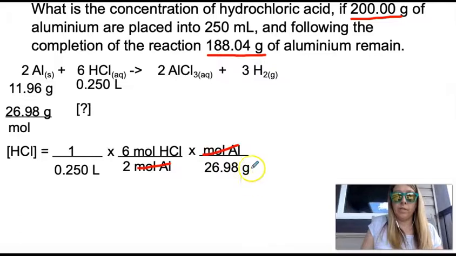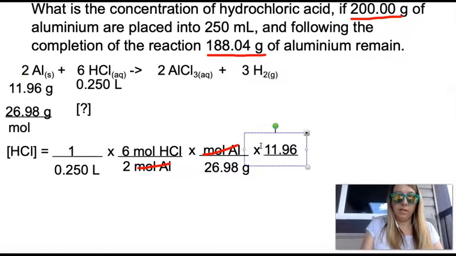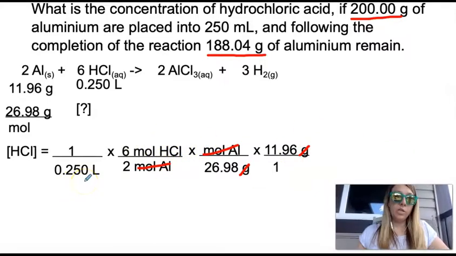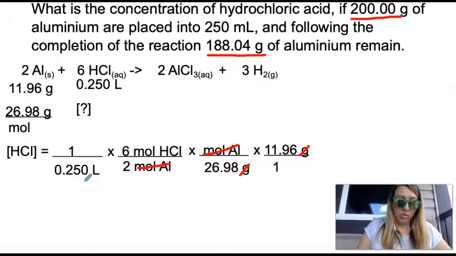Next thing we need to get rid of is this grams. You look at aluminum, we have the 11.96 grams. So we're going to do times by 11.96 grams. Again, making sure that the grams goes on the top so that it's in that opposite position so that we can actually cancel out the unit. And then from here, those grams are gone. So we've canceled out all the units we didn't want. We're left with moles of HCl per liter, which is what we were trying to solve for. So 1 divided by 0.25, times 6 divided by 2 divided by 26.98, and then times 11.96.